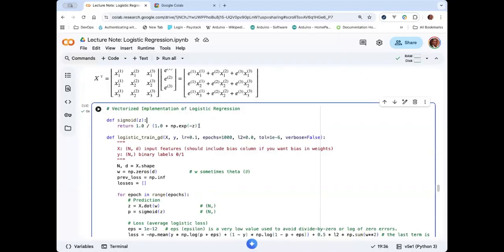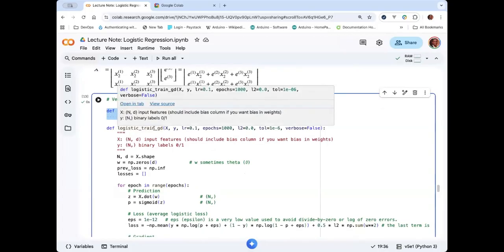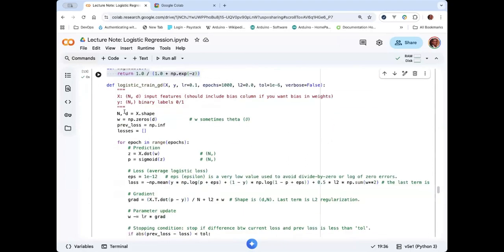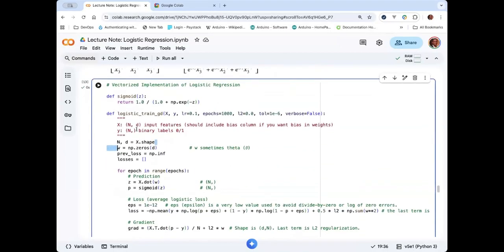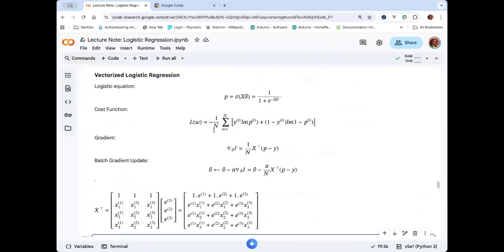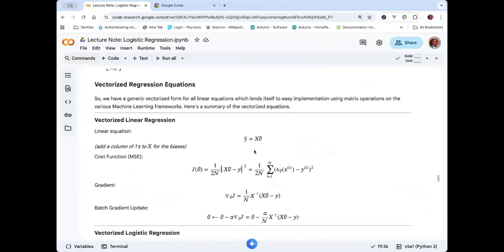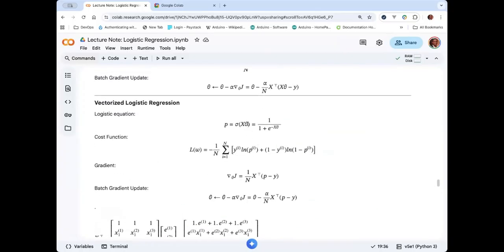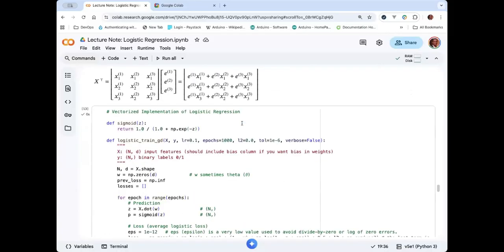If you look at a vectorized implementation, the sigmoid function is the same. Now, when we are doing the training function, we now have a vectorized version of x. Of course, the x is already a vectorized version. You can now see that z is x dot w. So use a dot product, which is this, right? X dot w, and w and theta are the same thing, basically.